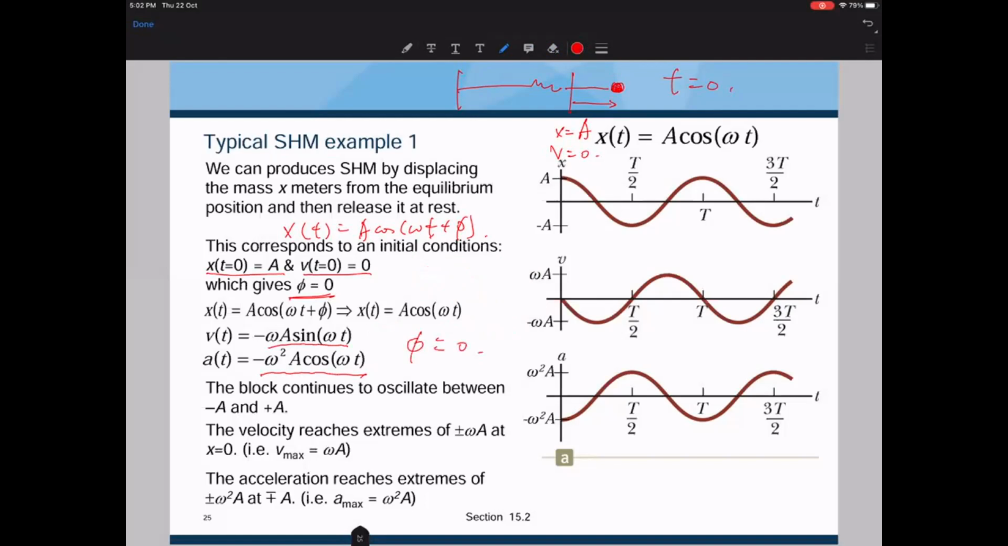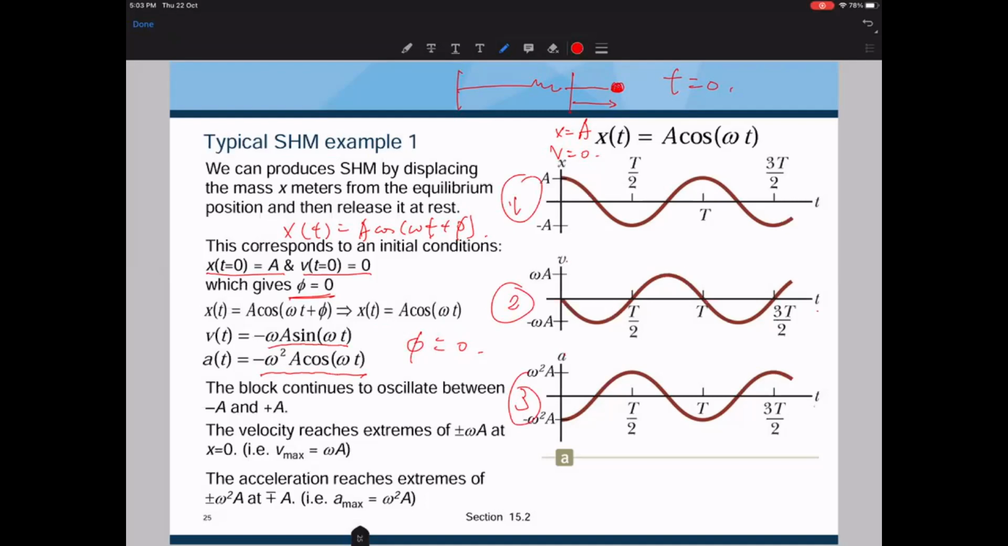So how do we understand the answers here? We try to draw them on the graphs. The first one corresponds to x versus t. This is the first one, this is the second one, and this is the third one. First one corresponds to x versus t. Second one, velocity versus t. Finally, acceleration versus t.